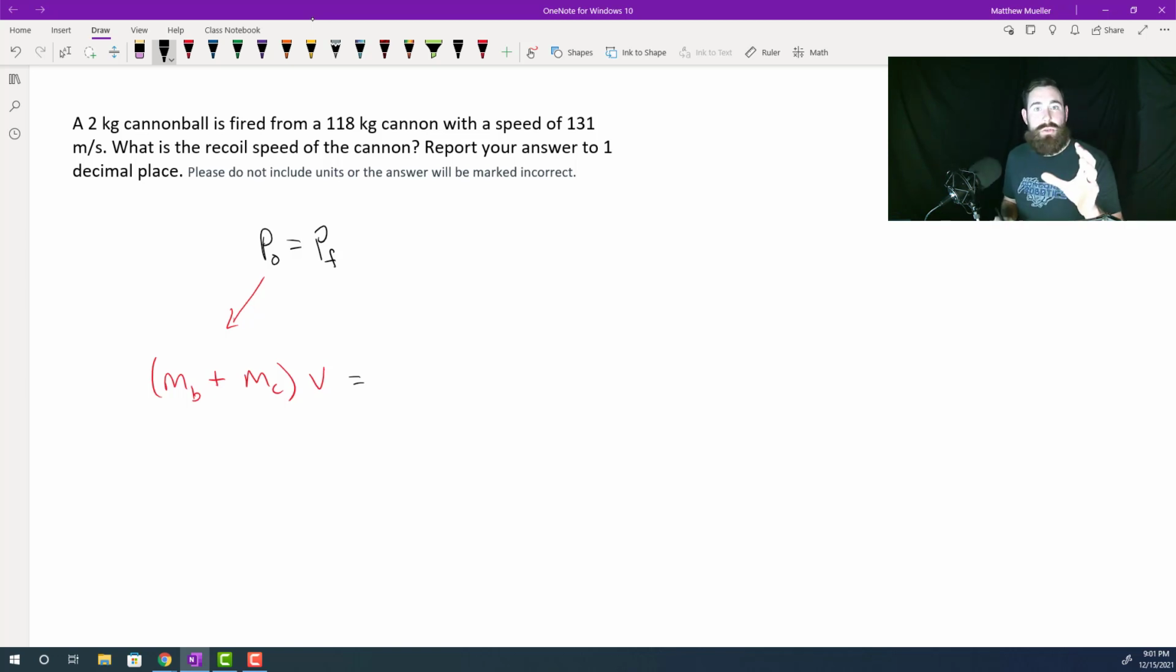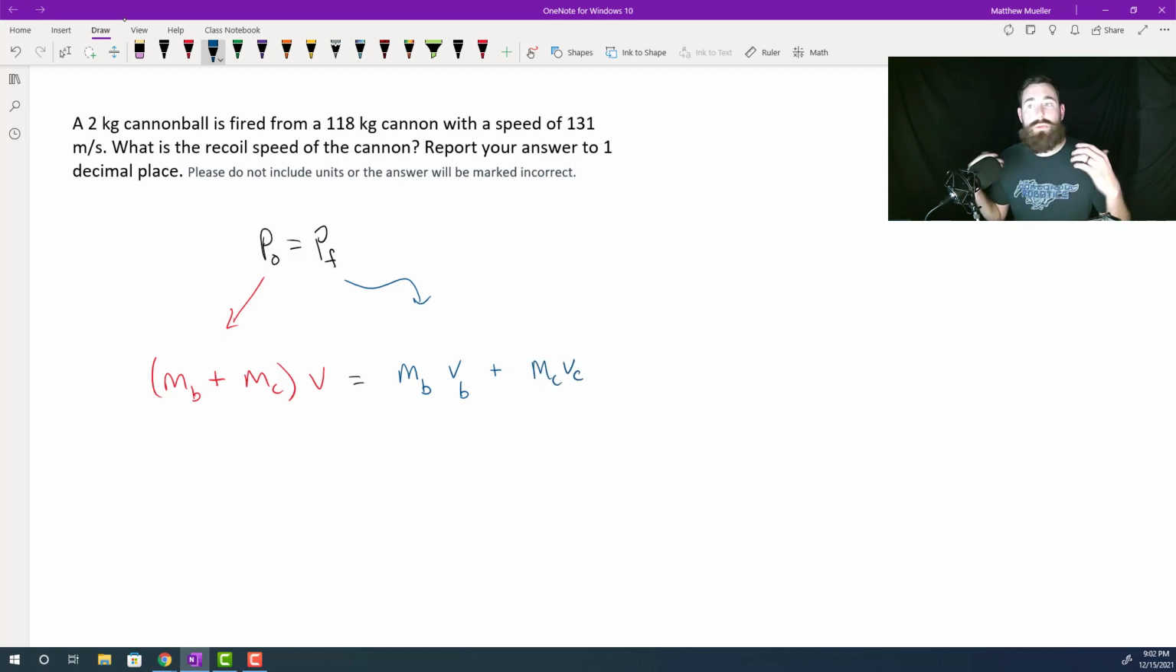Now, the final situation, the cannonball departs from the cannon. So now we have two entities. And so the cannon's going to have a momentum. The cannonball is going to have a momentum. And so we have to split that here. So for our final situation, we're going to have the mass of the cannonball, oh, I'm sorry, I miswrote there. It's not going to be plus here. It's multiplication between those two. So we have the mass of the cannonball multiplied by the velocity of the cannonball, and then we're going to be adding the mass of the cannon times the velocity of the cannon.